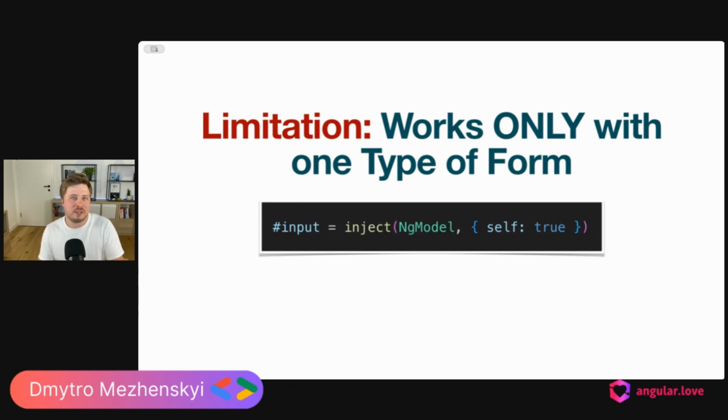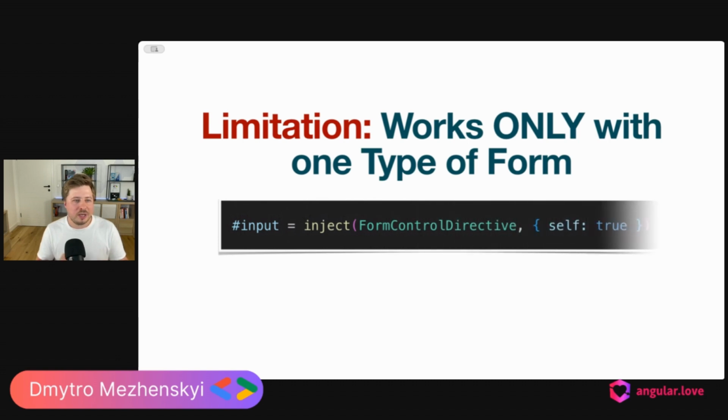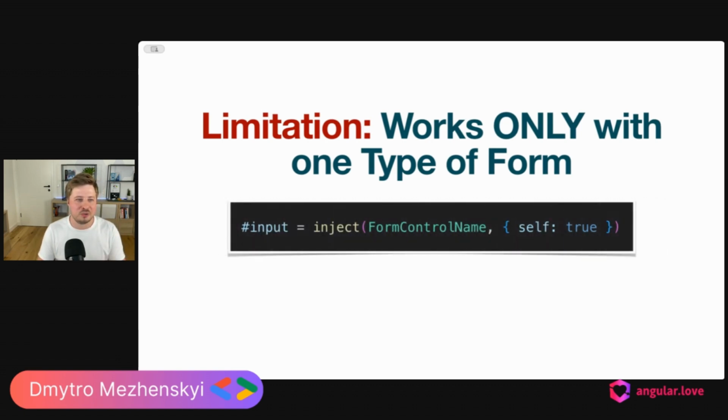Right, and NgModel is template-driven forms, and if you build something like a library, it's obviously not an option because you have to be compatible with all types of forms. And you think, okay, I want to support reactive forms. You change it, you introduce the form control directive, but you break the compatibility with template-driven forms. And even though this code works only with standalone reactive form controls, if you try to use form control name, you have to always change it.